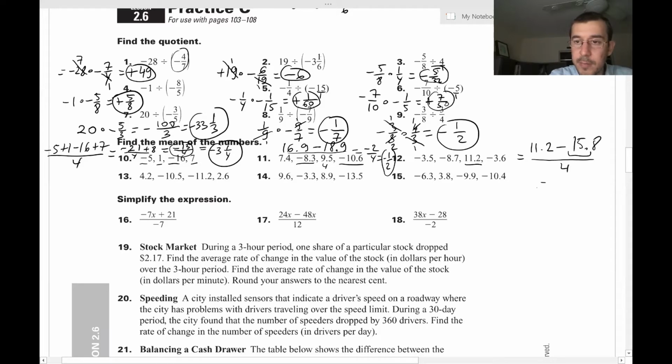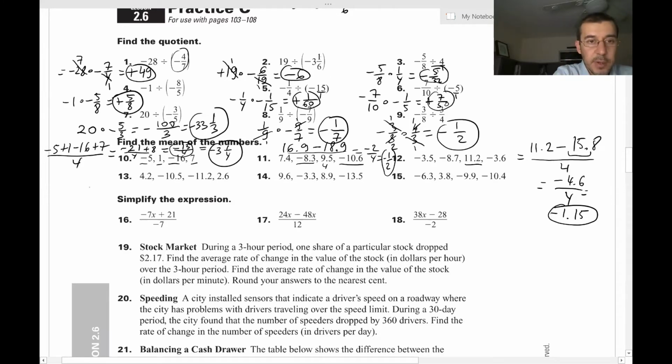15.8. So which one is greater, 15 or 11? 15 is greater, so minus 15.8 minus 11.2, that's 4.6, so 4.6 over 4. And 4.6 divided by 4 is 1.15, so minus 1.15 is the answer for number 12.